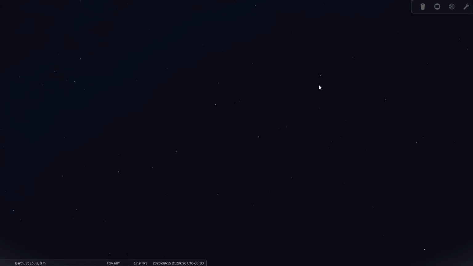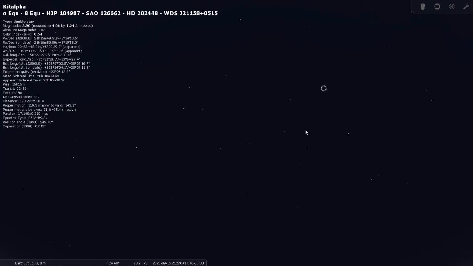So find the Great Square of Pegasus. Just follow these stars at the bottom of the square until you come to this bright star of Enif. And then keep going, and you'll see a star that's a little bit fainter than Enif. That is Alpha Equuli, or Kitalpha. That's actually part of Equuleus.